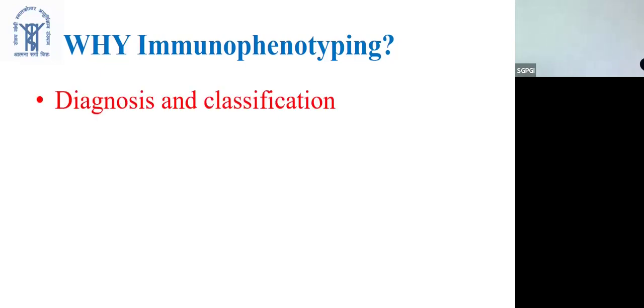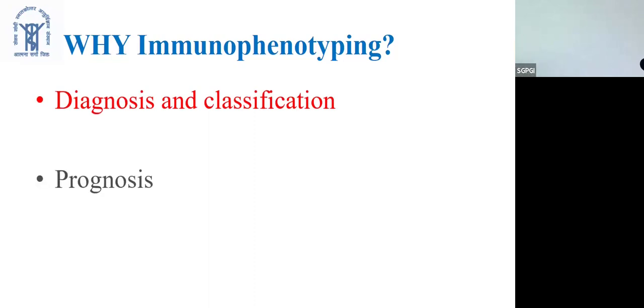Flow cytometry. Now the question is, why immunophenotyping? Why do you want to do flow cytometry? So the answer lies in that you want to make a diagnosis and classify this disease. Whether it's leukemia or not, yes or no. If it's a leukemia, whether it's AML, B-ALL or T-ALL. That's your first job.